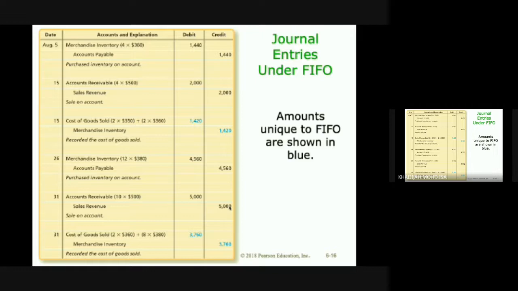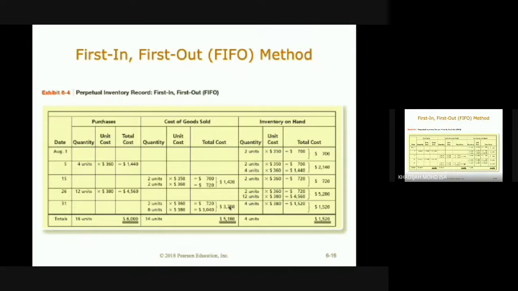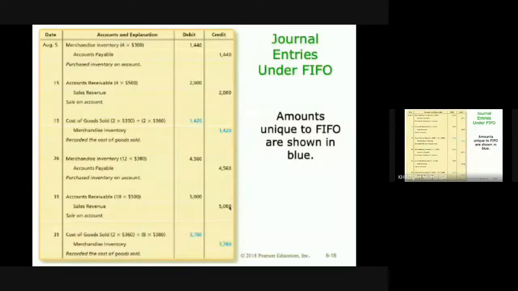Okay, let's look again at your sales, no problem. On August 15, sales is 2,000. But for the COGS under first in, first out, the first one is 1420, so you record 1420. Is that okay? I do not know why I was under LIFO just now. All right, I apologize for that.